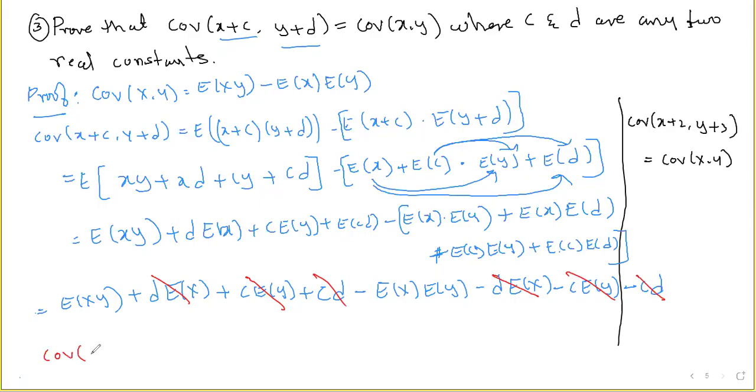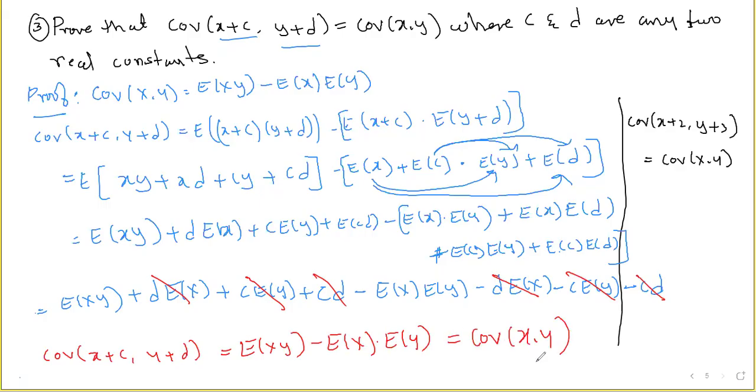See, on the right hand side, what do we have? Covariance of x plus c comma y plus d equal to expected value of xy minus expected value of x into expected value of y. So this is nothing but simply covariance of xy only, right? Is it clear? This is the theorem. The theorem says that covariance of x plus c comma y plus d is equal to covariance of xy. That is sufficient.